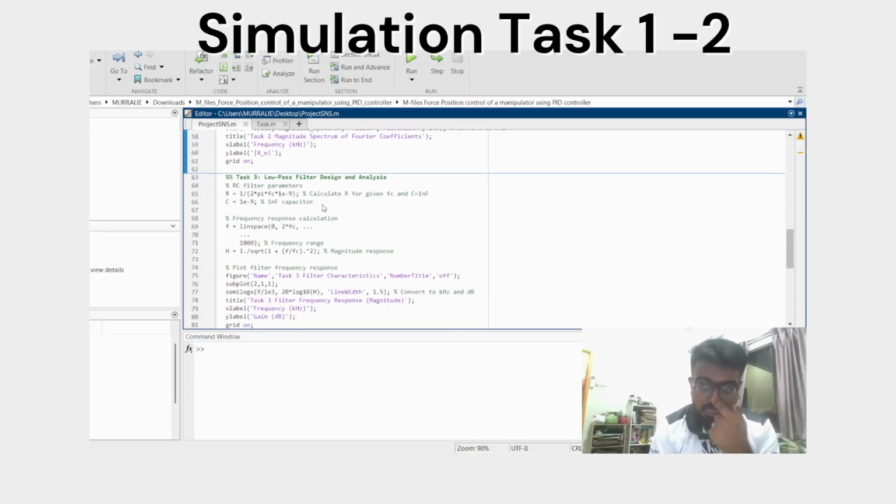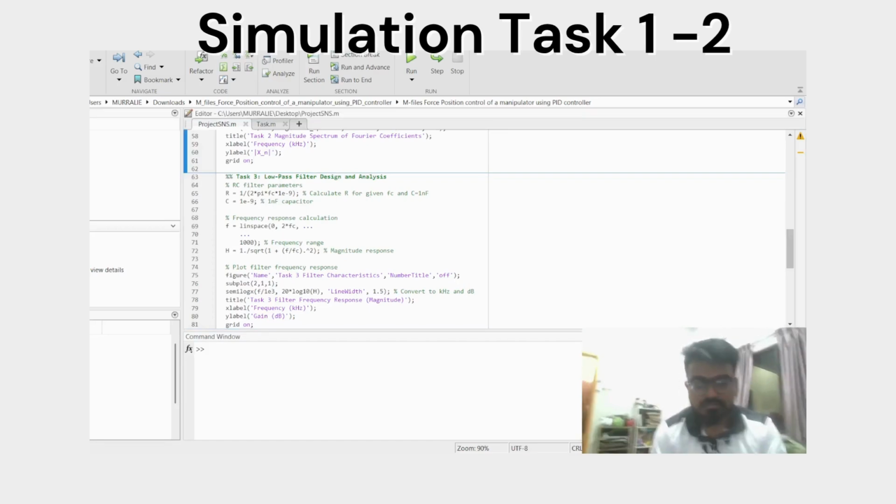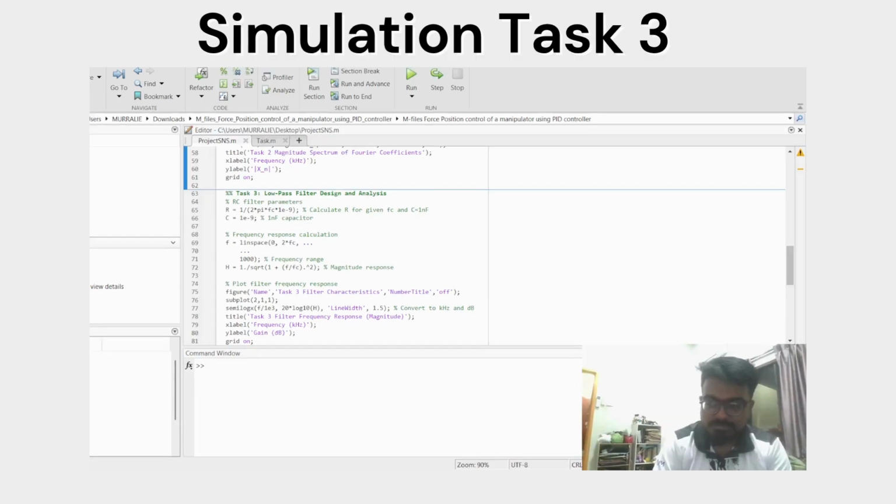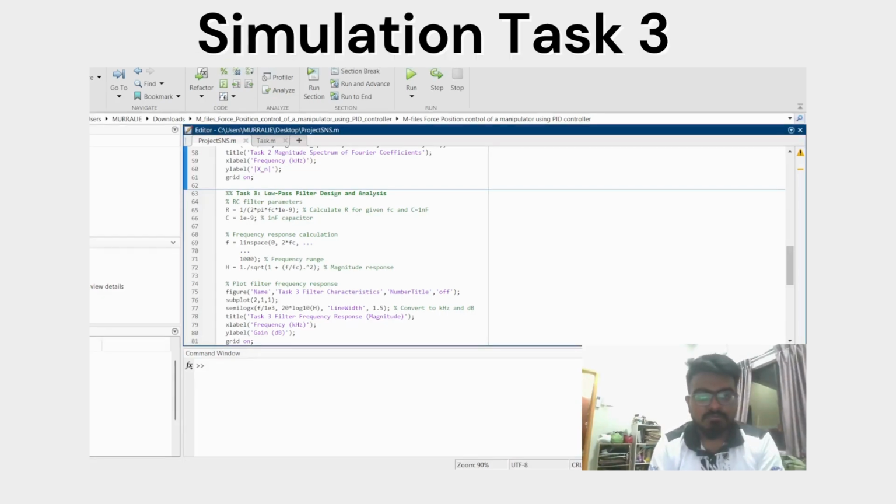We know that our R is... we know the R. For task 3 we use the RC filter parameters. It is given that C is 1 nanofarad, so we determine R using the formula 1 over 2 pi FC with C of 1 nanofarad. Upon the calculation, we can calculate the frequency response.